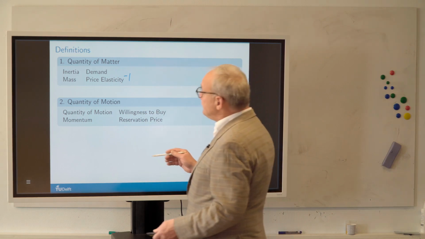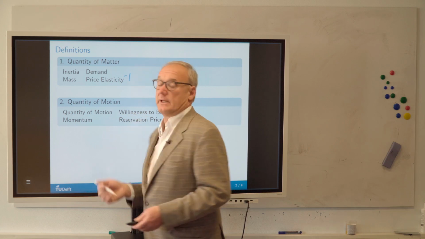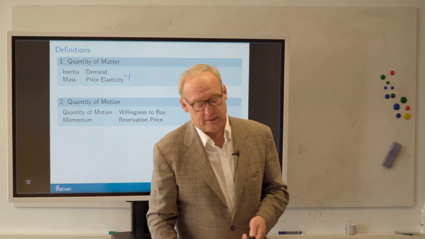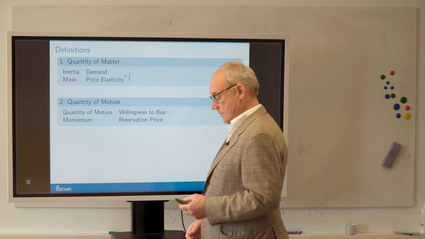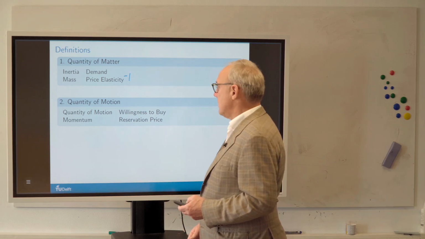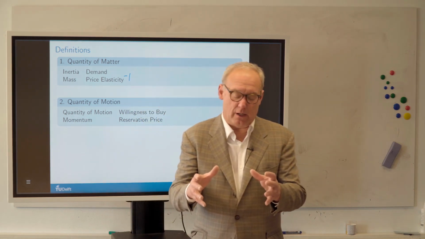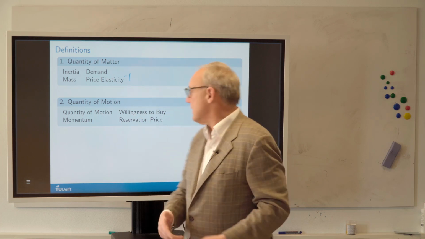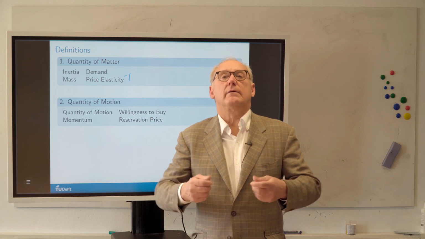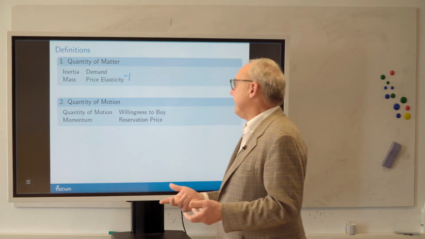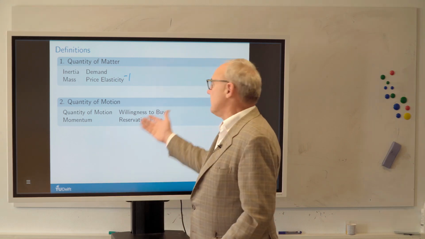So these also correspond to concepts in economics. When you have a quantity of motion, how much? If you have demand somewhere, how much is the price? Well, the price is exactly what you are willing to buy. How much are you willing to buy? That's this idea of quantity of motion.